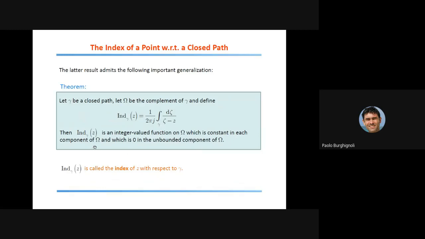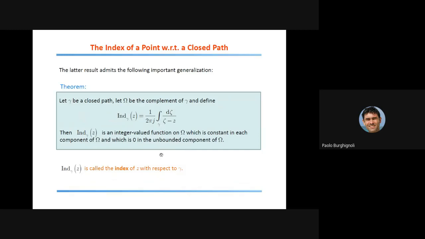So if you consider, for example, gamma as a circle, then omega is constituted by two components, the inside of the circle and the outside of the circle. The outside of the circle is, of course, unbounded. So there is an unbounded component in omega. And this index function turns out to be 0 in the unbounded component of omega.